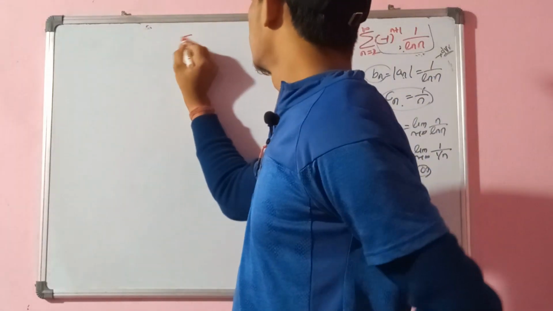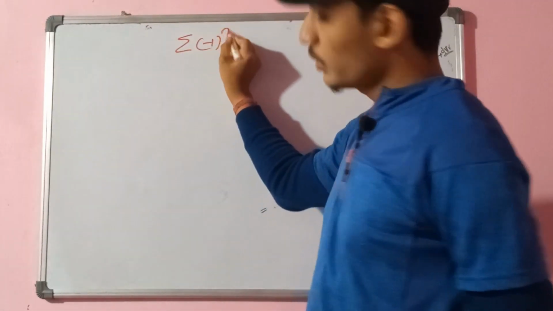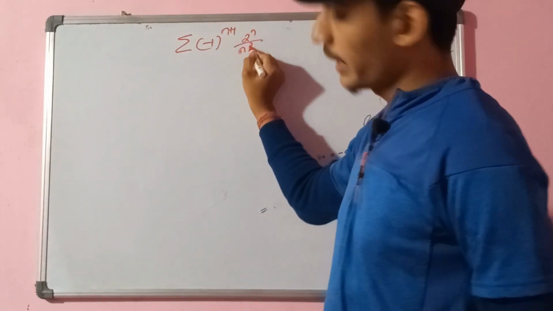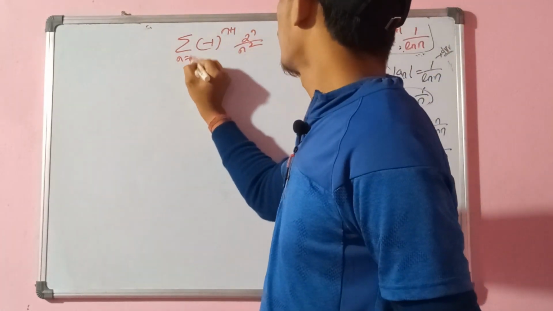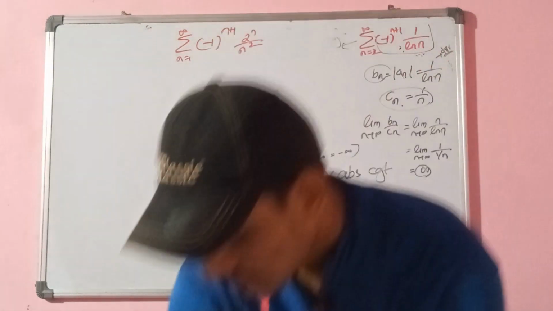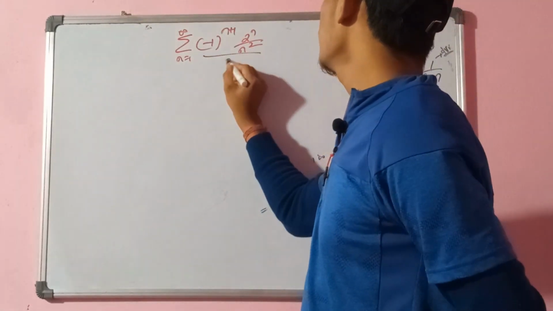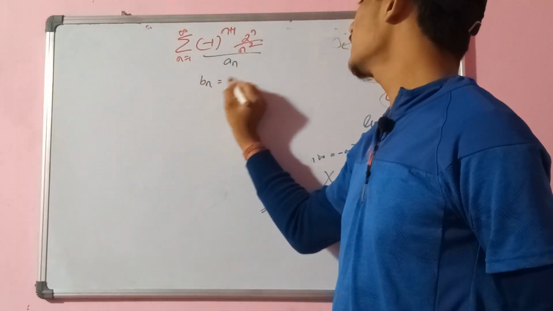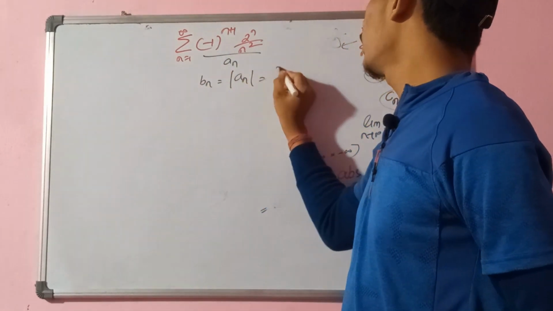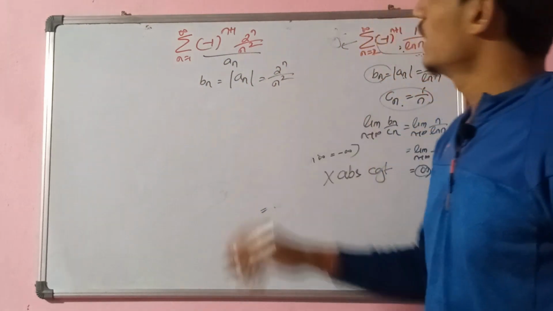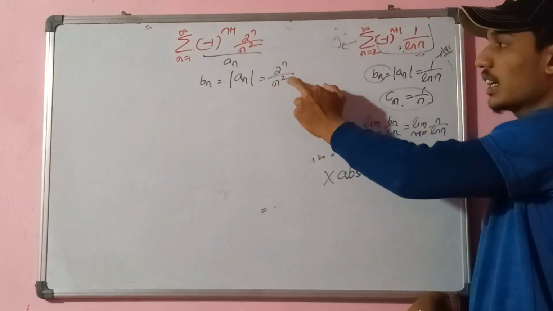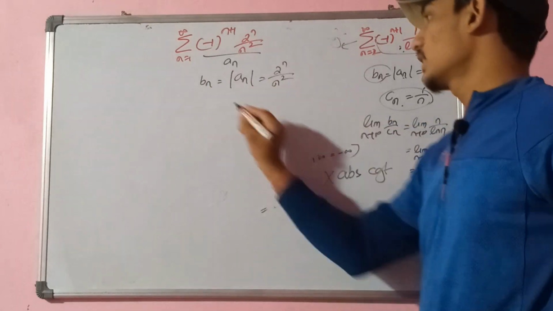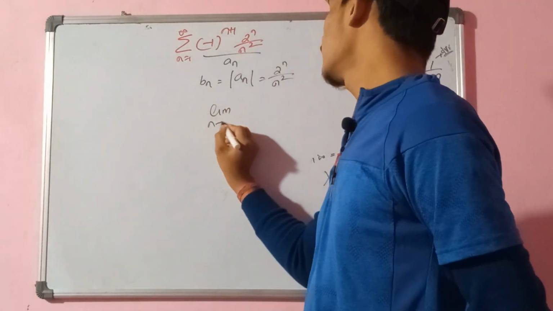Suppose my series is summation of (-1)^(n+1) times 2 to the power n by n square, n from 1 to infinity. So here this is my an. I am considering the modulus, the absolute value. Let's say that is bn, which is equal to mod an, equal to 2 to the power n by n square. To test the convergence of this series, you can apply either the ratio test or the root test. I am applying, let's say, the root test.